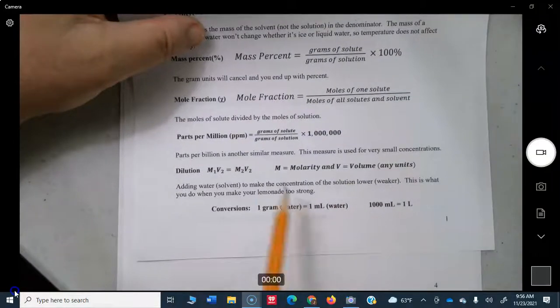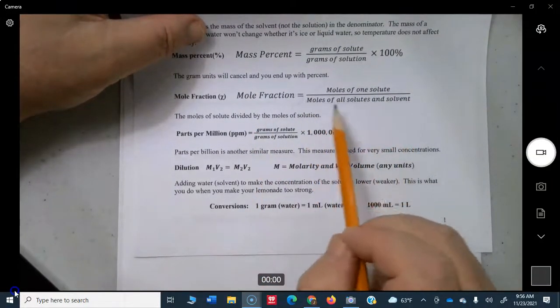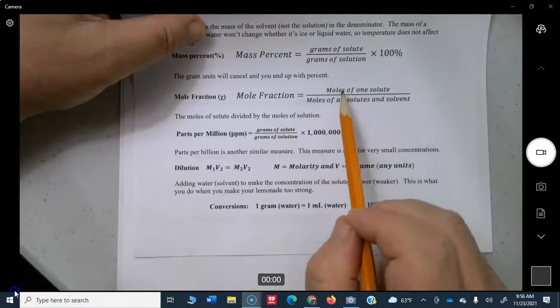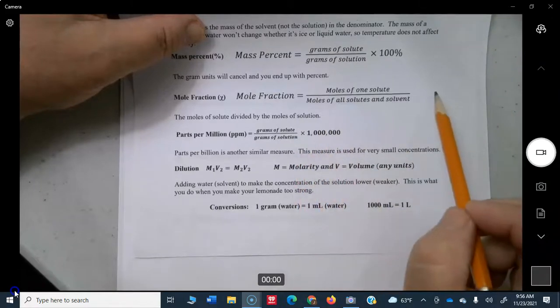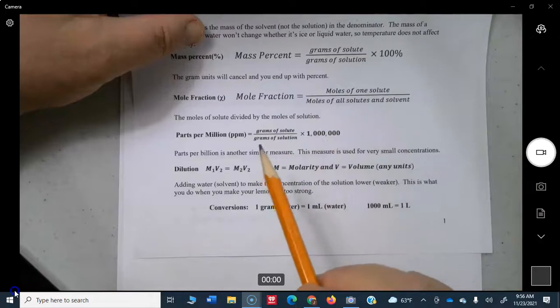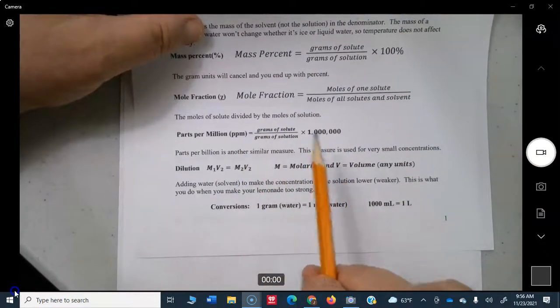It's somewhat similar to mass percent. It's moles of one solute over moles of the entire solution. Okay, solute, solvent, everything put together there. And everything has to be in moles. You do not multiply by 100%. It's a mole fraction. So mole fraction is used in partial pressure problems. I'll just give you a quick example of that when we do this problem. Okay, let's go ahead and do that.